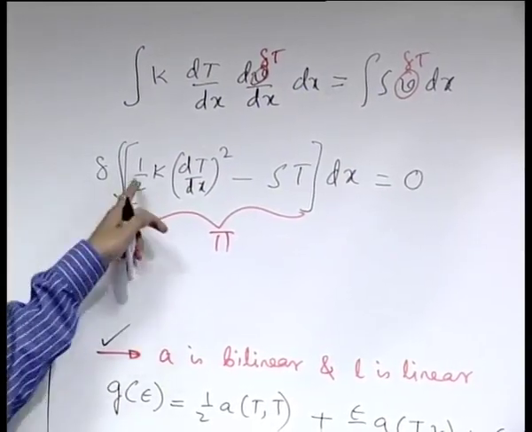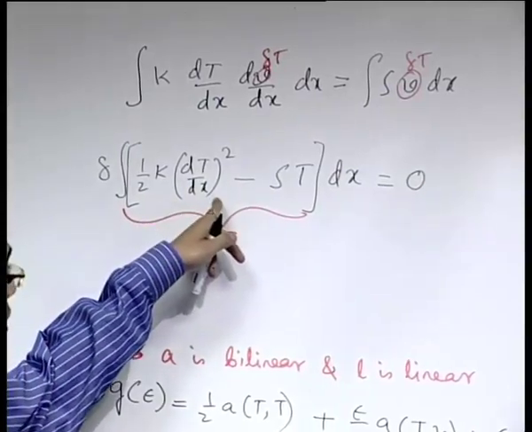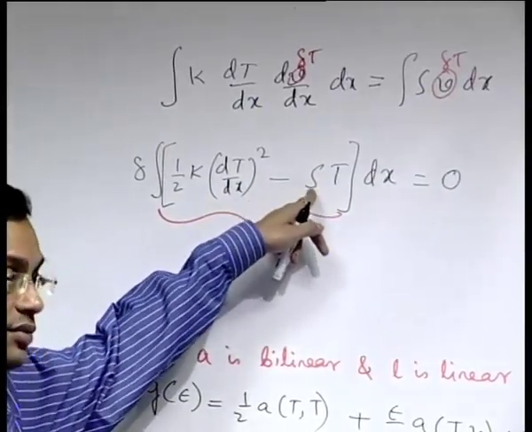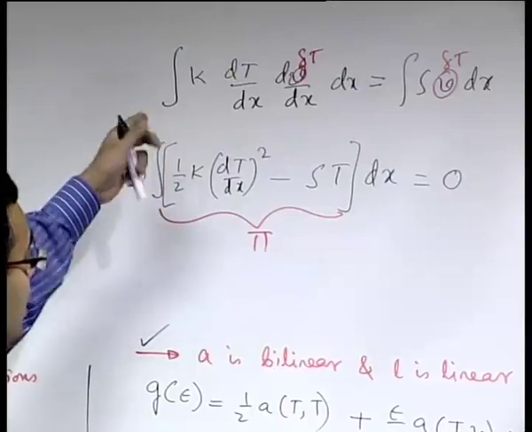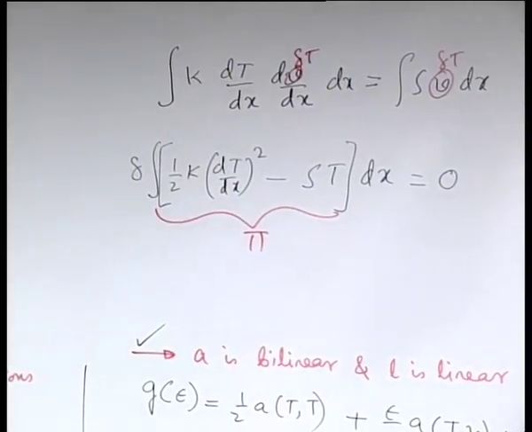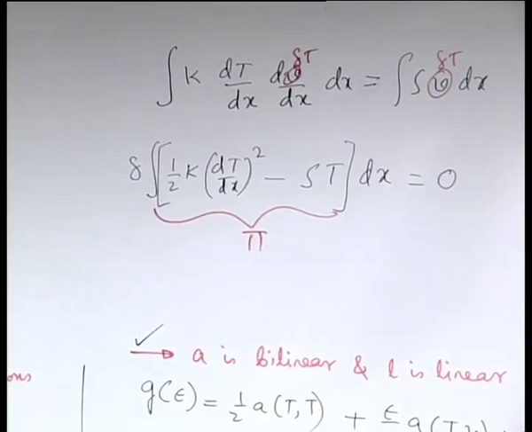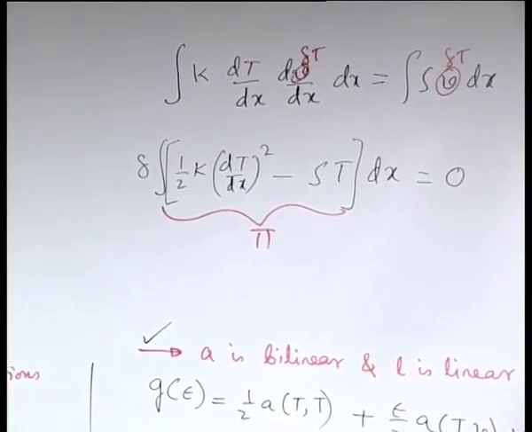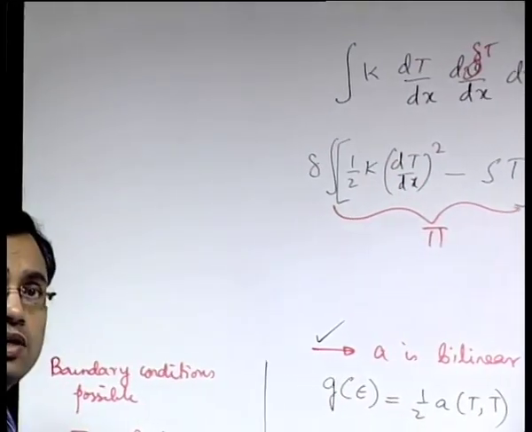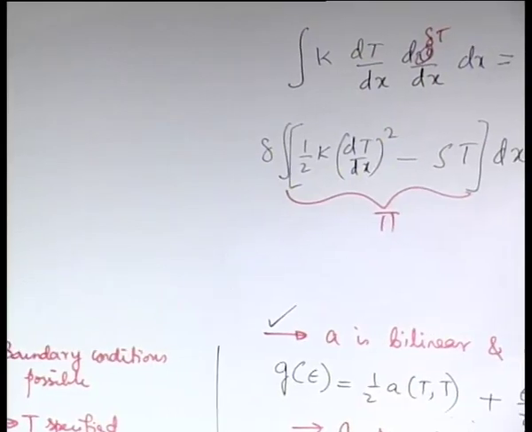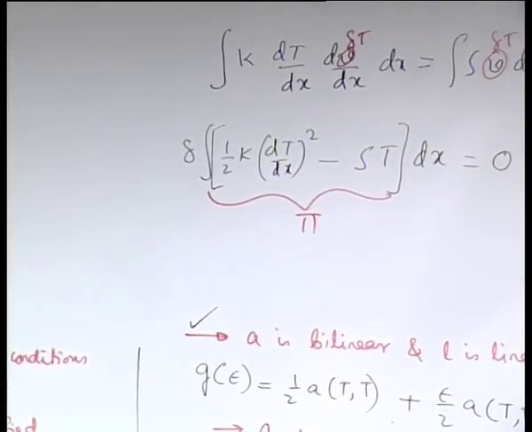So this is like half A(T,T) minus L(T). So you can see that you can swap from one form to the other form, and in this example this interchangeability is possible in both directions because A is both symmetric and positive definite.